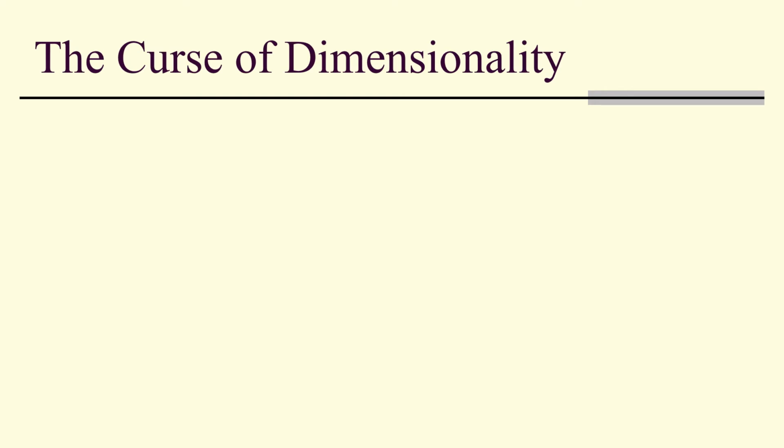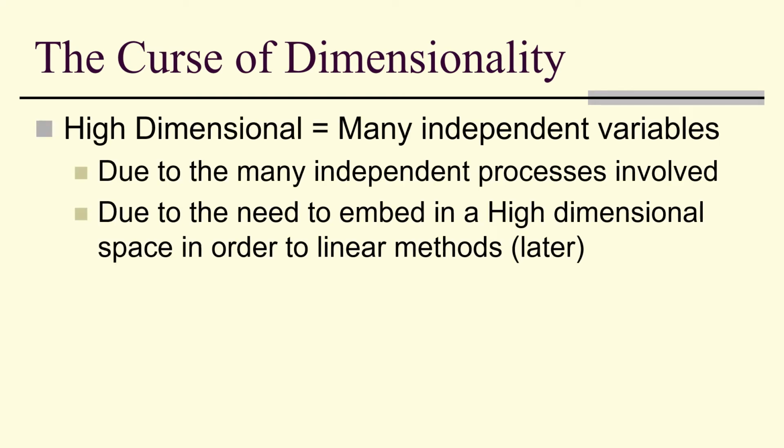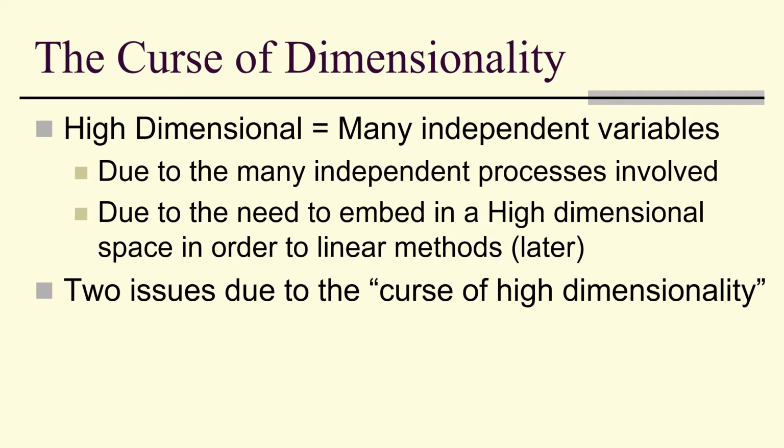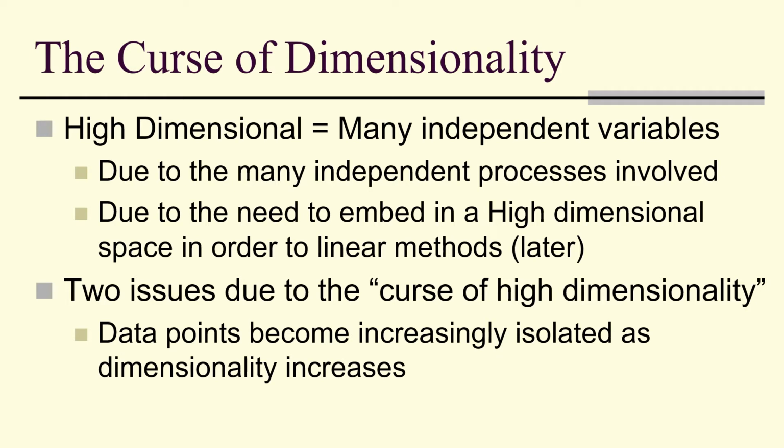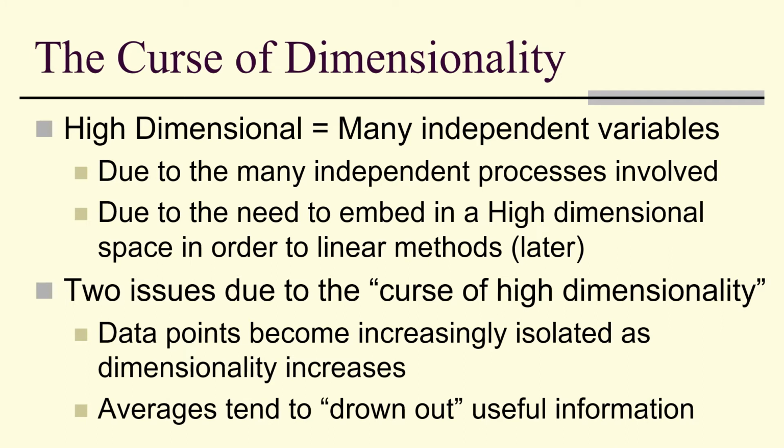So the curse of dimensionality is that we tend to have, first off, very high dimensional spaces, many independent variables, because there are many independent processes sometimes, and there's often a need to embed in a very high dimensional space so we can use linear methods and get linear separability. So there are two issues due to this curse of high dimensional spaces. Data points become increasingly isolated as dimensionality increases, and averages tend to drown out useful information.